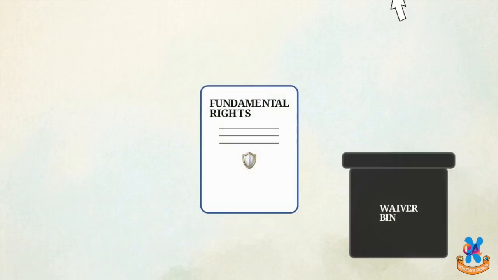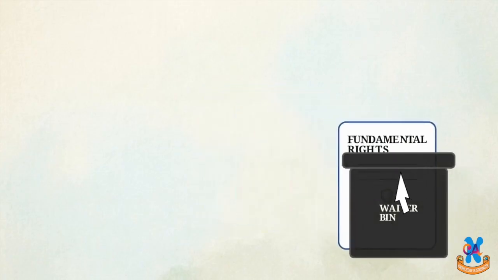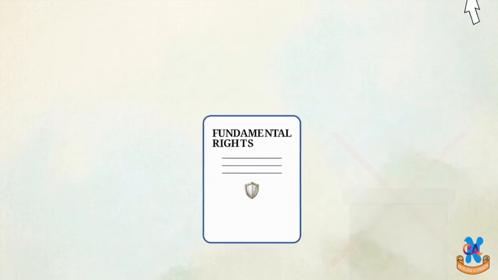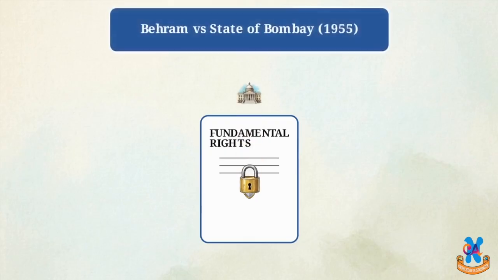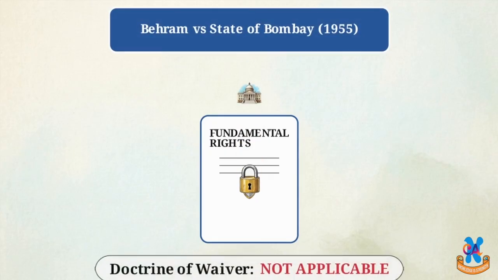You also cannot choose to surrender these protections. The Supreme Court established in the Barham case that the Doctrine of Waiver does not apply here. A citizen cannot voluntarily give up their fundamental rights.